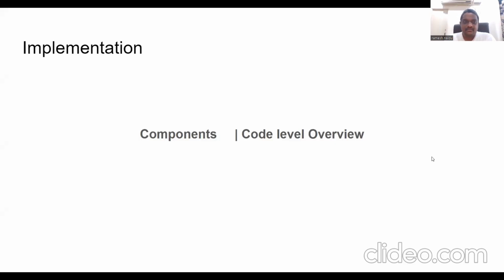Let's talk about the implementation part right now. So we'll see two important things under this implementation. One, the components under the APIs. What components are there? What is the purpose of each of the APIs or the microservices? And then we'll go to the code level overview, probably some pseudo code, and explain how it works. So first, I'll take you to the components.